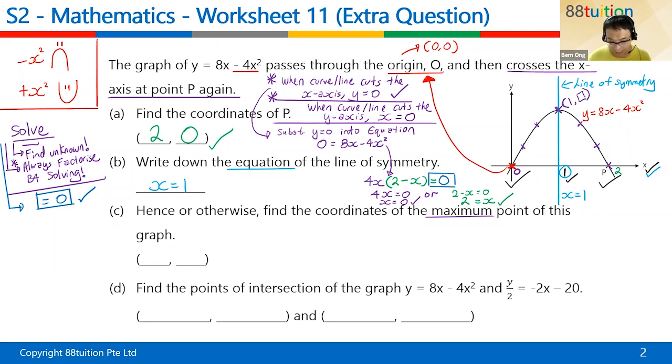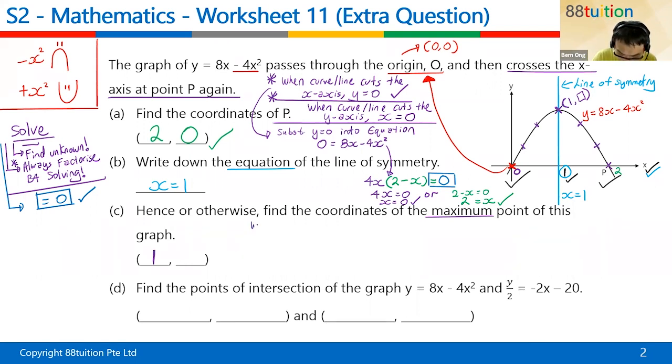Because we are looking for the highest point, the highest point is 1 comma something because the x is 1. How to find the y? Dara, do you have any idea? No. Okay, so no idea. Always remember, substitute. It's all about substitution. It's very common.